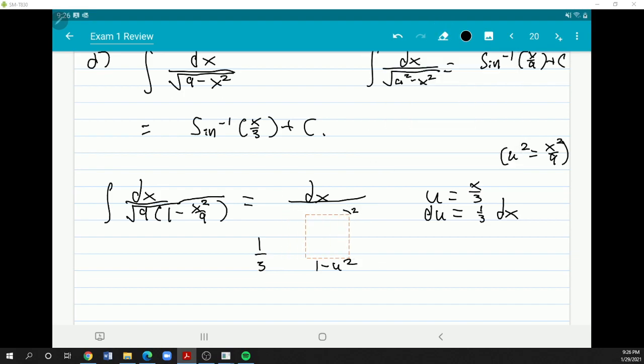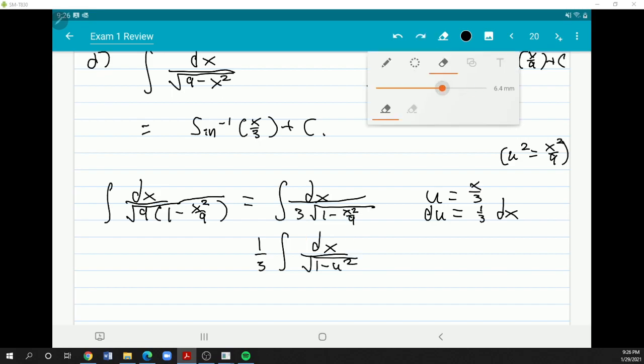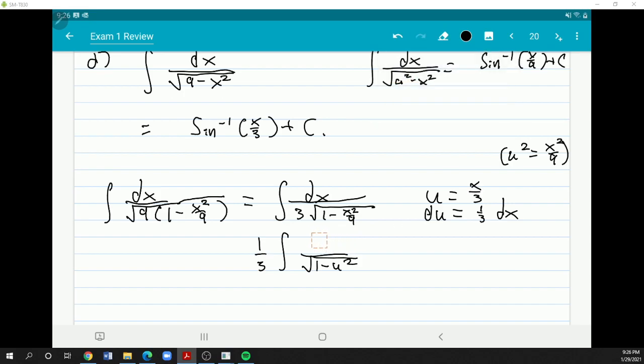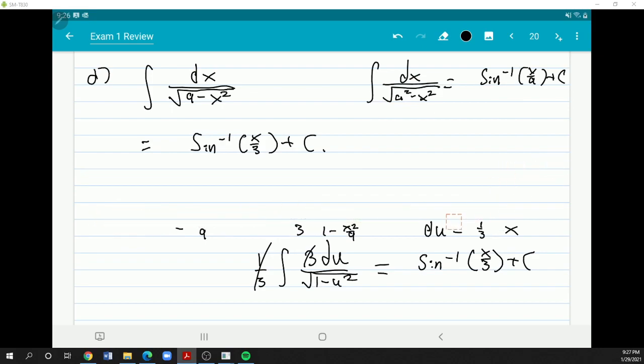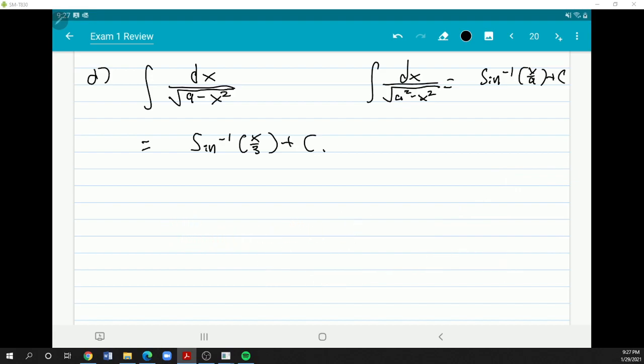So instead of dx, this is, this eraser is too big. This dx is actually 3 du's. So those cancel. And we're left, after we put the u back, with sine inverse x over 3 plus c, just like we got over there. So in case you forget, it's still doable, but that's a formula that you are allowed to use. And that concludes number 17.